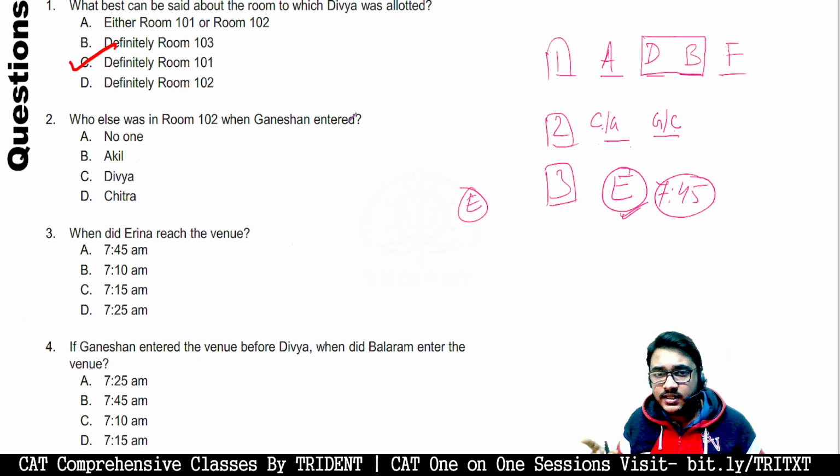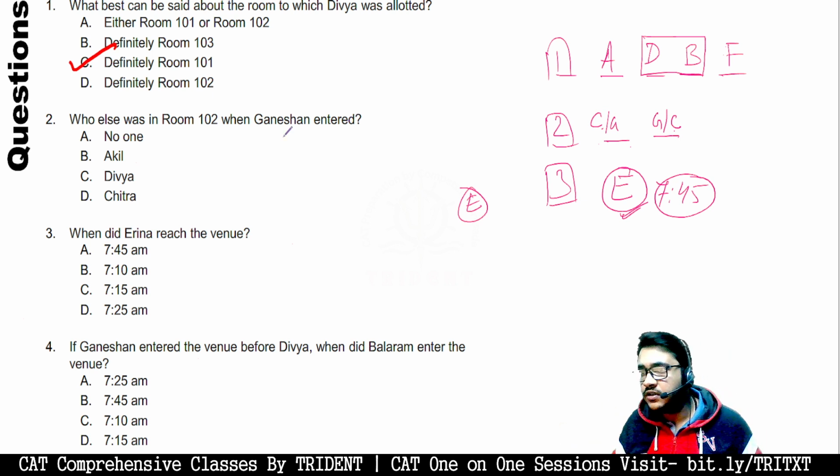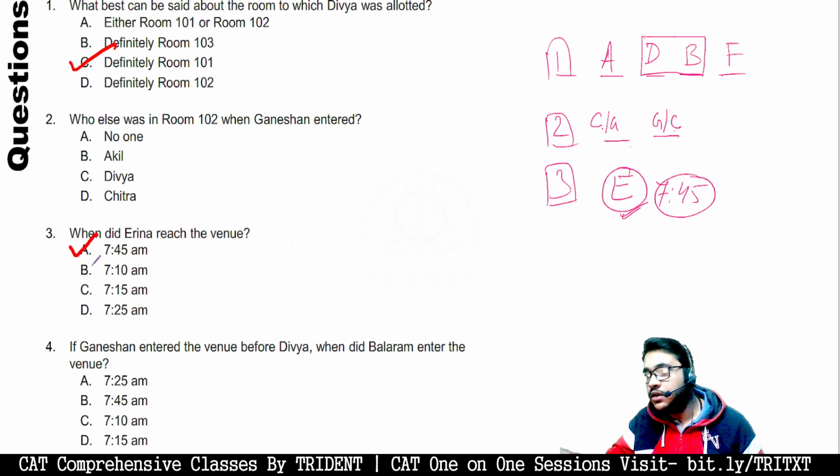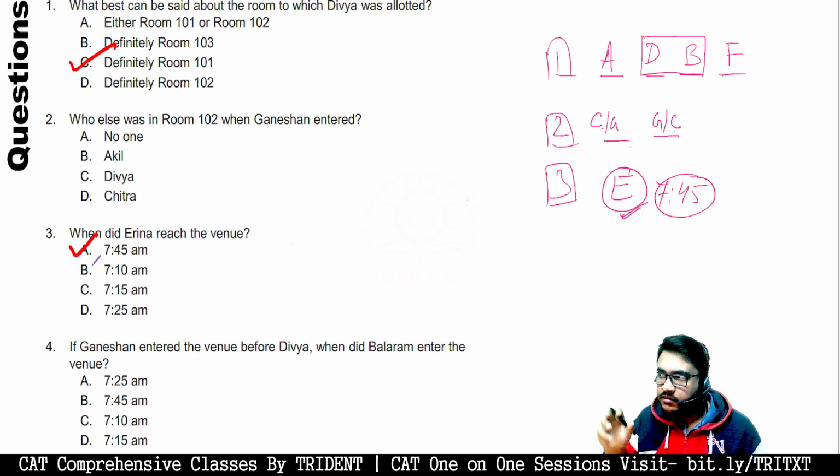Who else was in room 102 when Ganeshan entered? I told you for this I need the timing. I need the timing of Ganeshan. So I cannot answer it straight away. I need to make some further deductions with this one. When did Irina reach the venue? I told you this has to be 7:45 because of this particular case, a single room allocated to this girl.